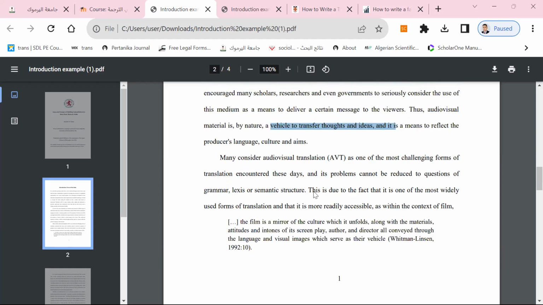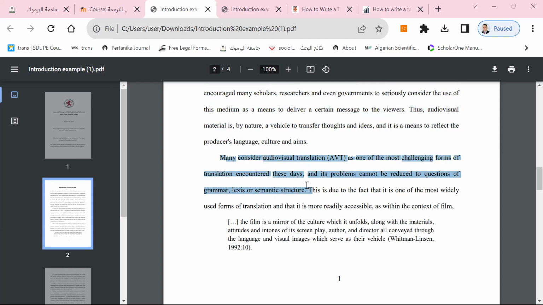Now look at the next paragraph here. Many consider audiovisual translation. Now this term is new. We should provide the definition of terms, right? Consider audiovisual translation, AVT, as one of the most challenging forms of translation encountered these days, and its problems cannot be reduced to the questions of grammar, lexis, or semantic structure. Again, this is the current situation. The advantages here. This is the current situation, the disadvantages here.